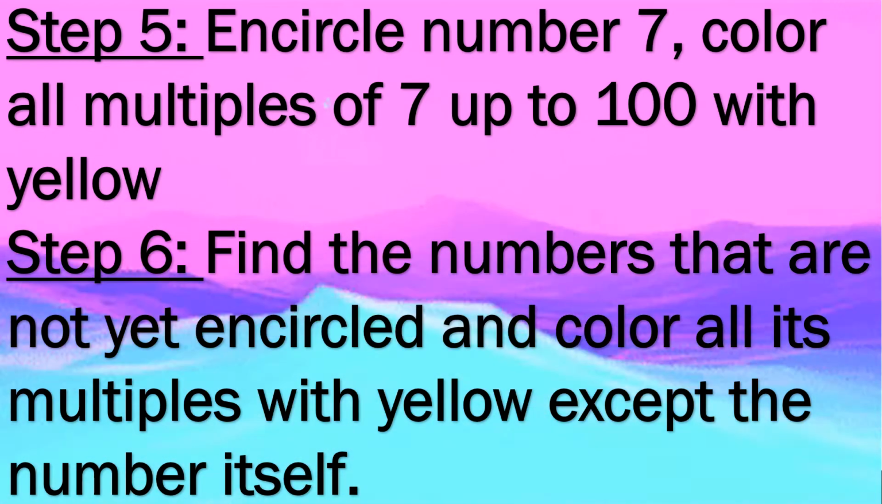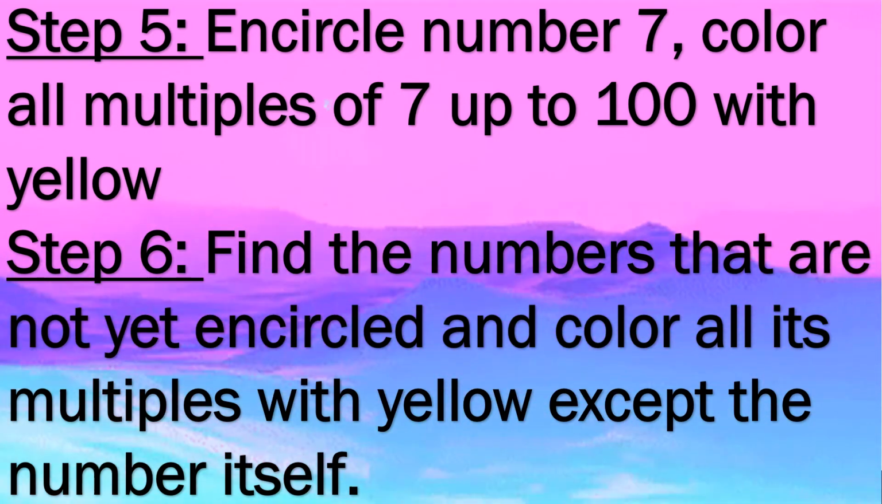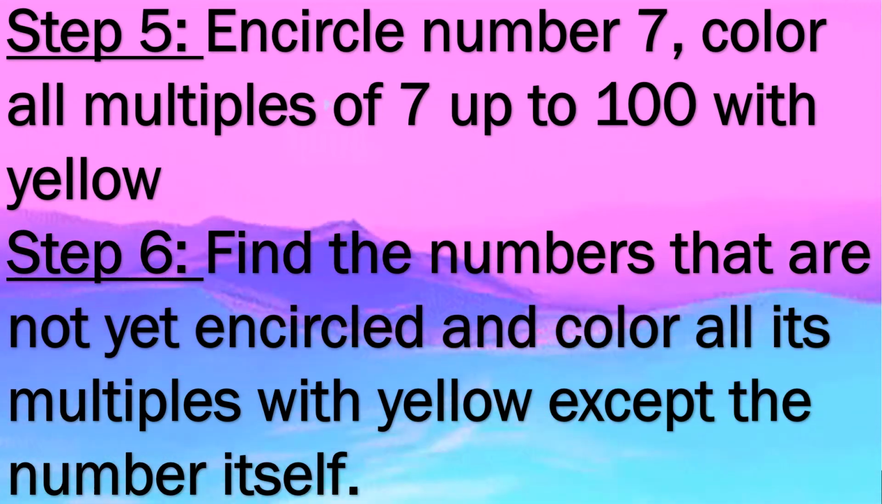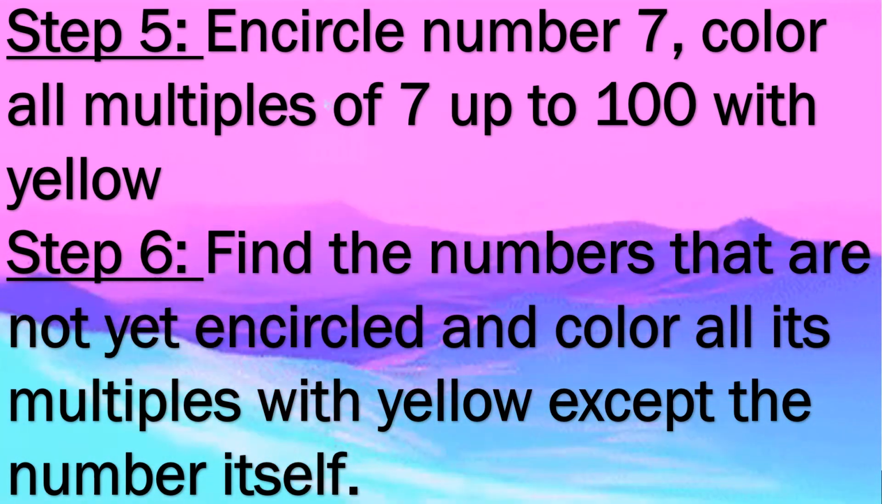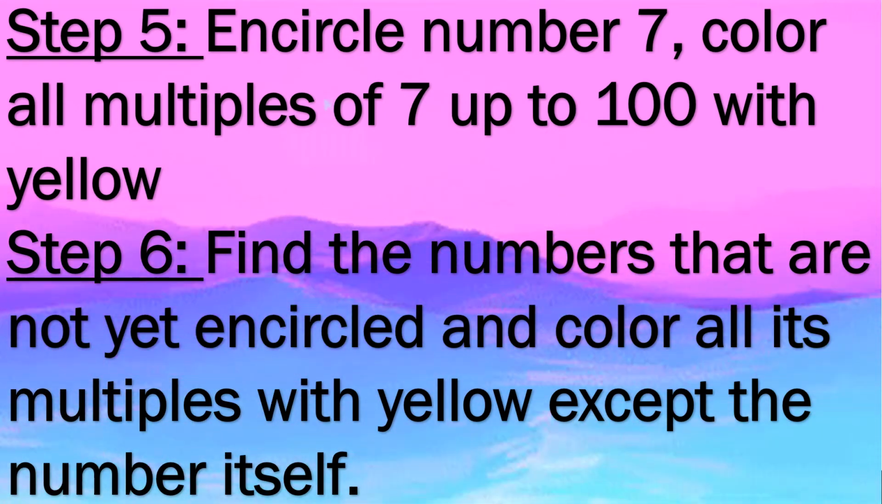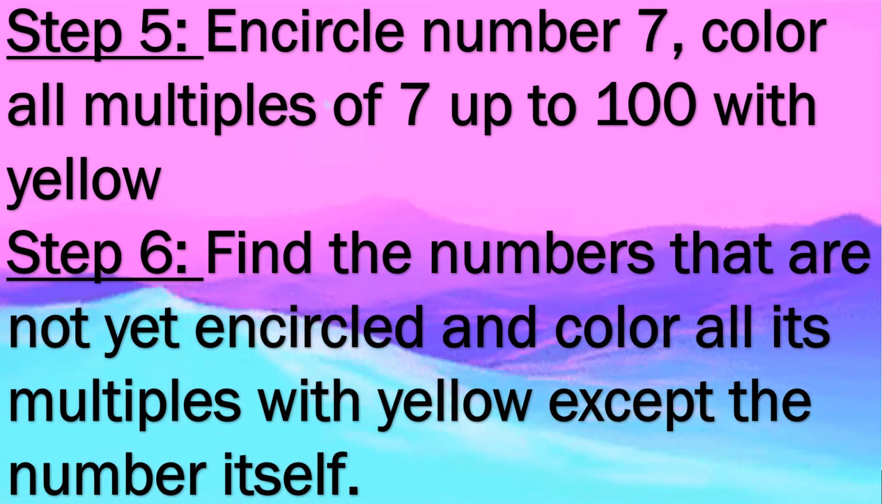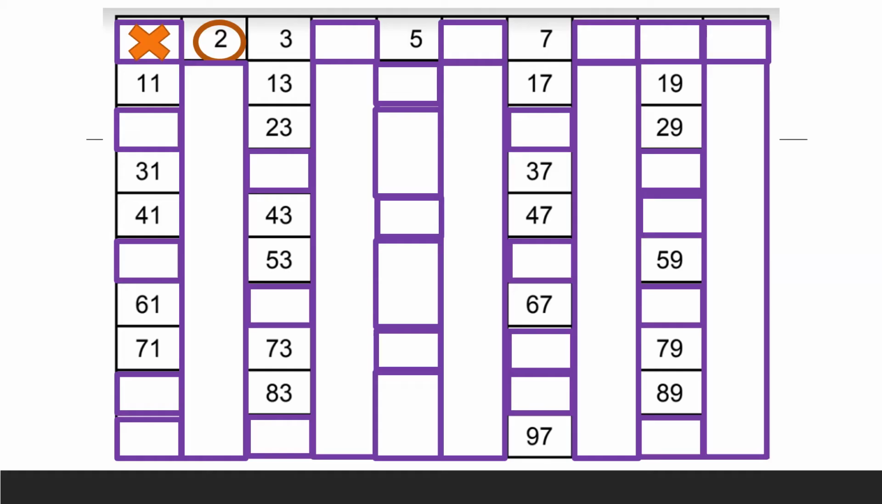And step number 6 is find the numbers that are not yet encircled and color all its multiples with yellow except the number itself. Okay? So now we already closed all multiples of 3 and 5. Now we are going to close multiples of 7.